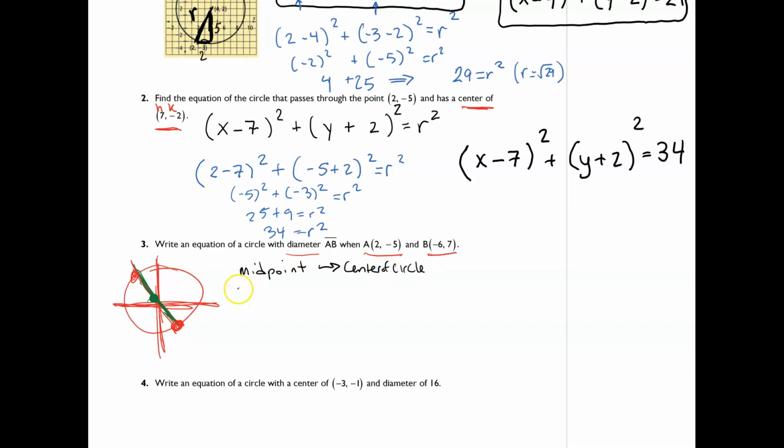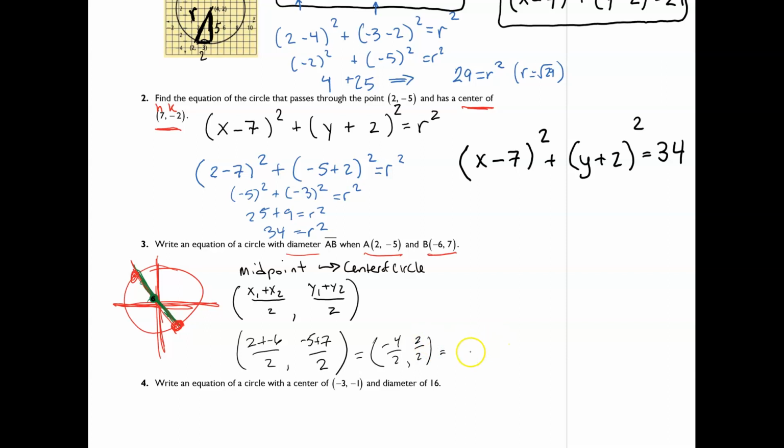The formula for a midpoint is the average of the x's and then the average of the y's. Add the x coordinates, divide by 2, add the y coordinates, divide by 2, and that's going to get us our midpoint, which happens to be the center for our circle. So that's going to be 2 plus -6 over 2, comma, -5 plus 7 over 2, which, if I'm not making any silly mistakes, is -4 over 2, comma, 2 over 2, which tells us that our center is -2, comma, 1.